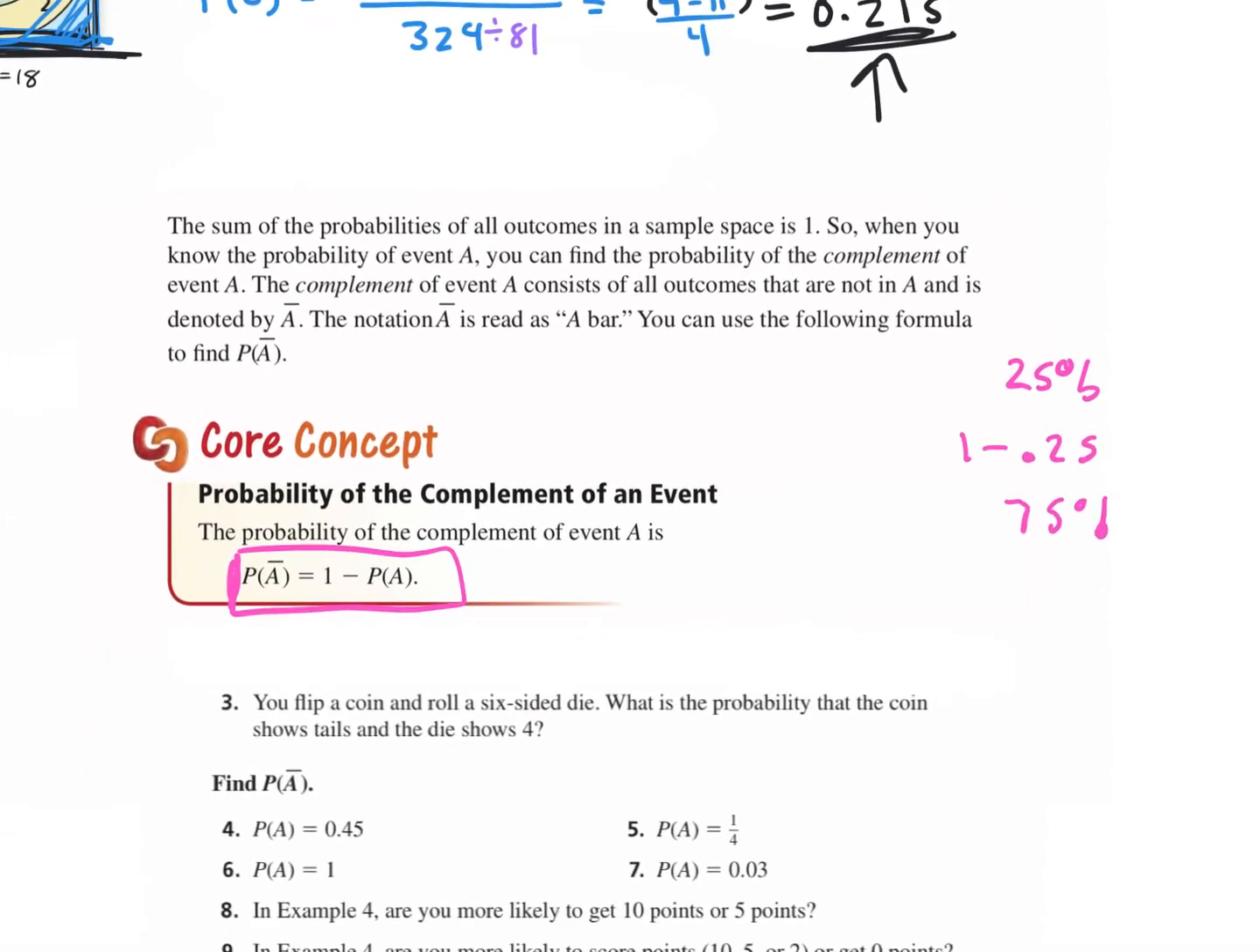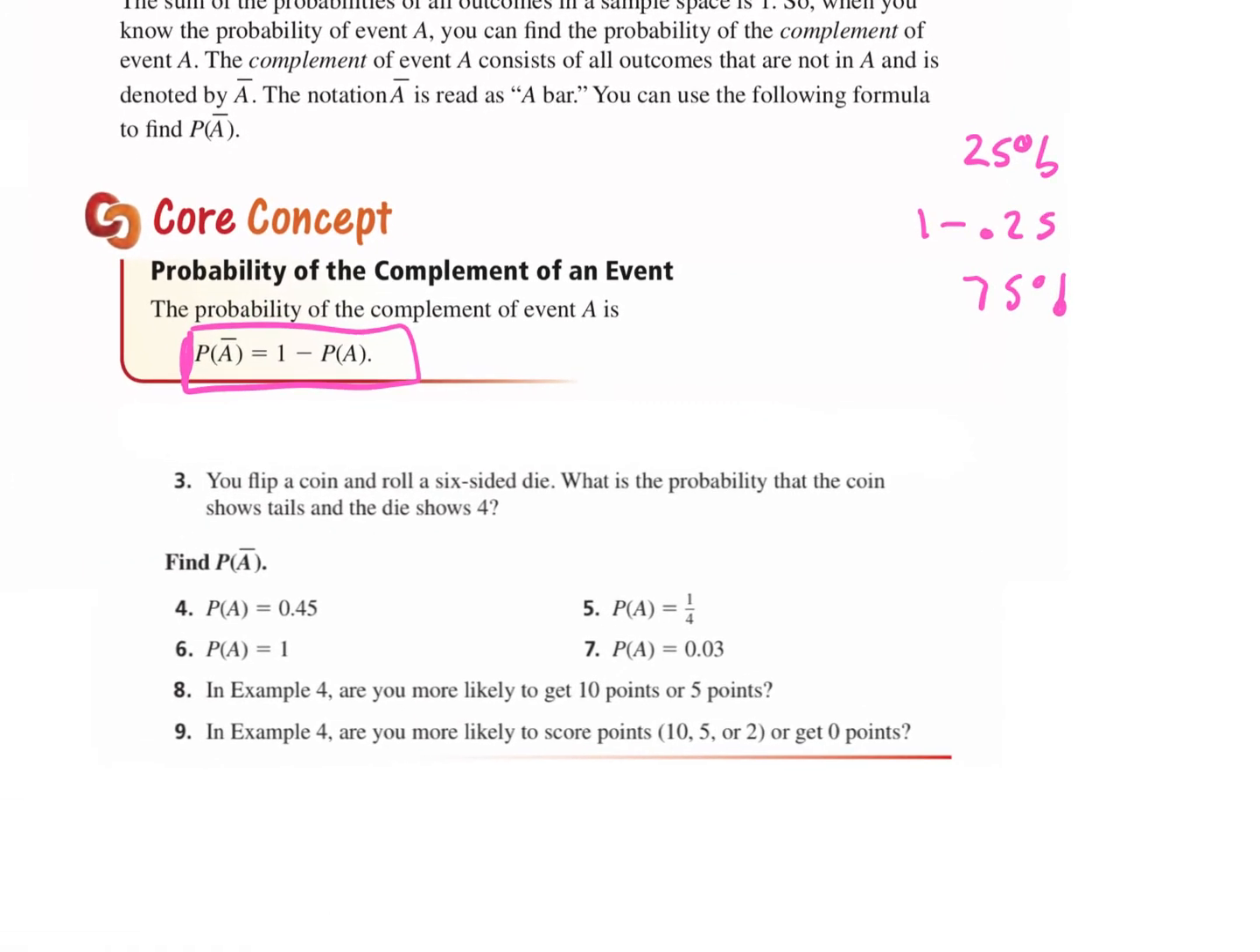All right, we're going to do a few from the bottom down here, and then we'll call it a day. So let's look at number 3. You flip a coin and roll a 6-sided die. What is the probability that the coin shows tails and the die shows 4?